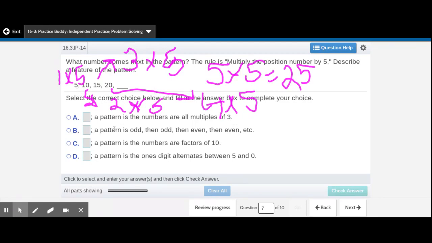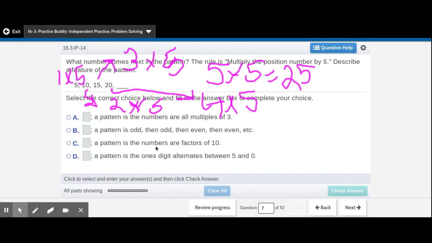B: a pattern is odd, then even, etc. So it's saying that it should be odd, odd, even, odd, odd, even. That's not true because this is odd, this is even, this is even. No, this is odd, this is even. So it should be odd, even, odd, even. And then 25 would be odd again.